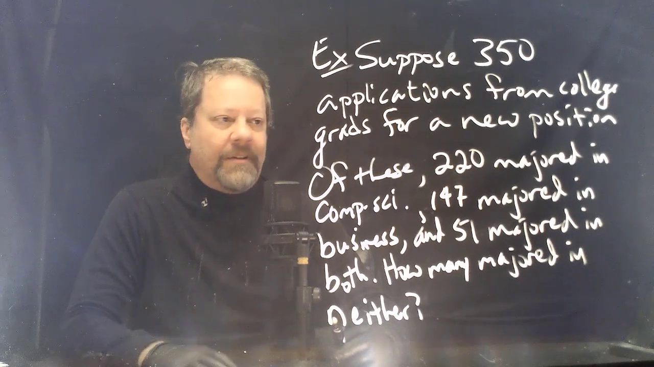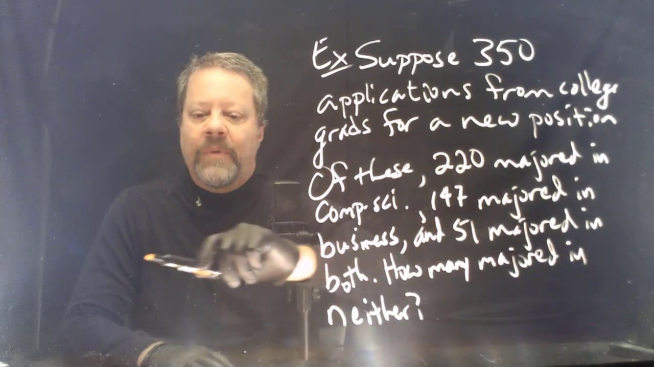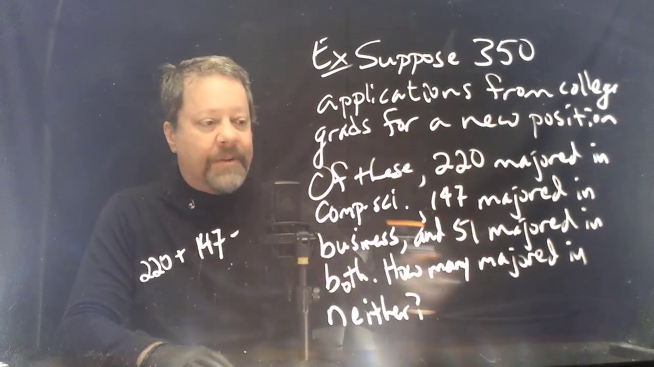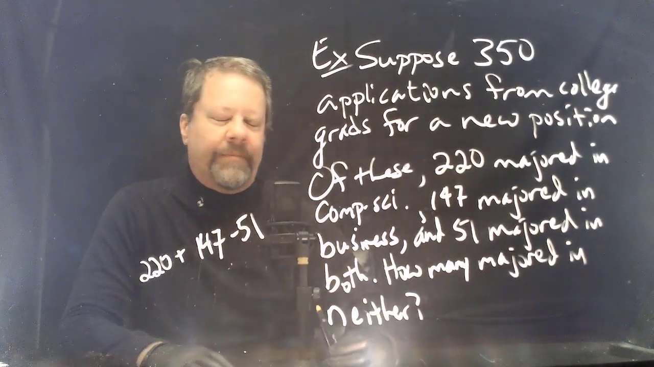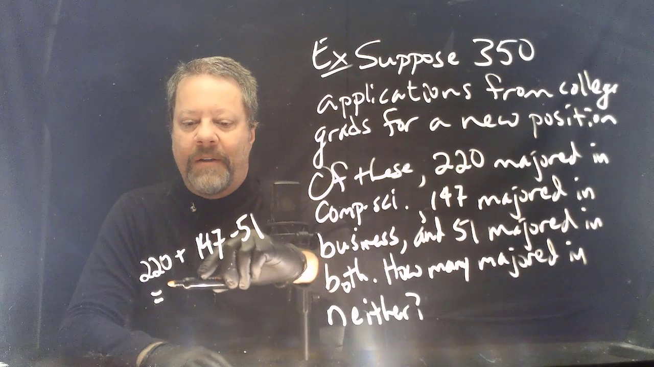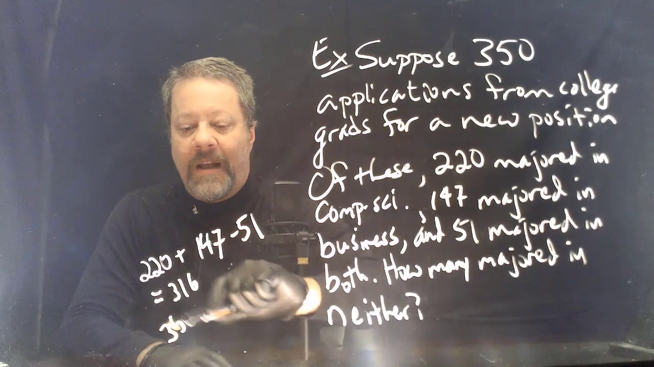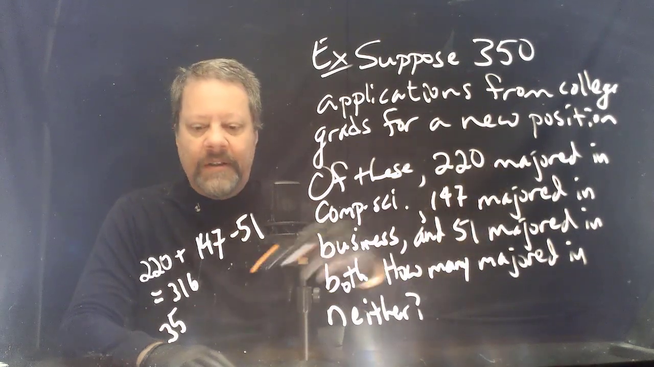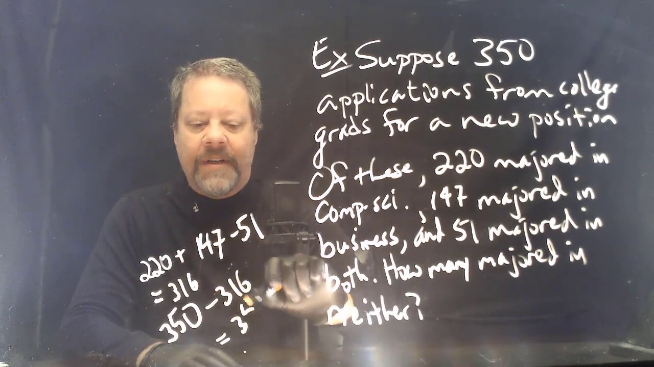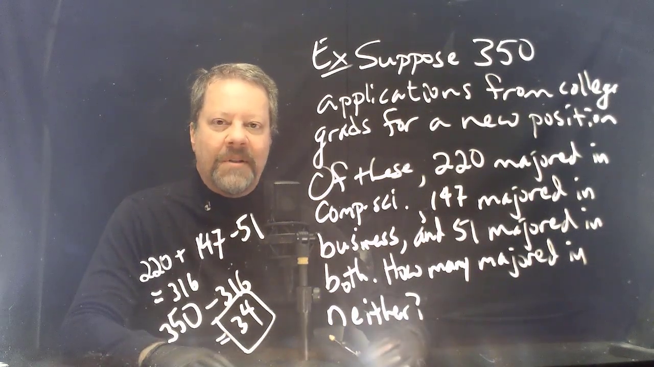We'll first count how many majored in either computer science or business. To do that, we take our 220 and add the 147, but we have to subtract those that were in both. Let's see, 147 minus 51 is 96. If you add that to 220, you get 316. So to get the total number who majored in neither of these two things, we take the total number of applicants and we subtract out the 316. That gives us 34 who majored neither in computer science nor in business.